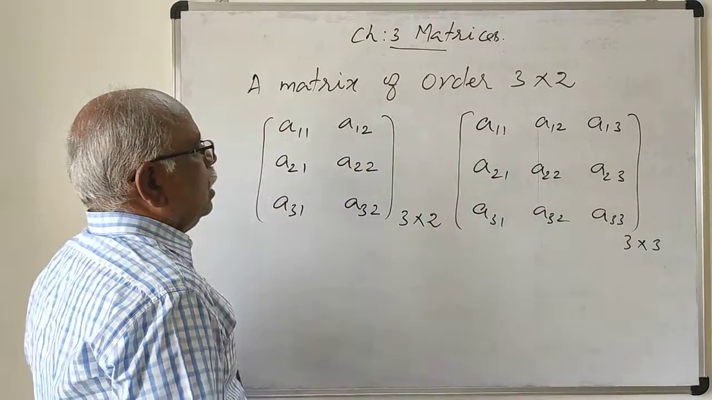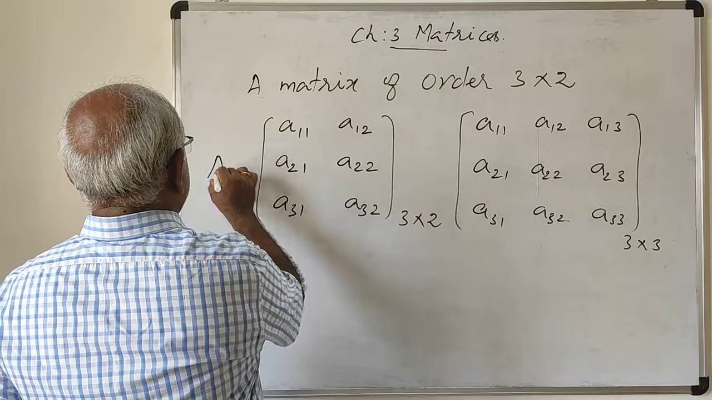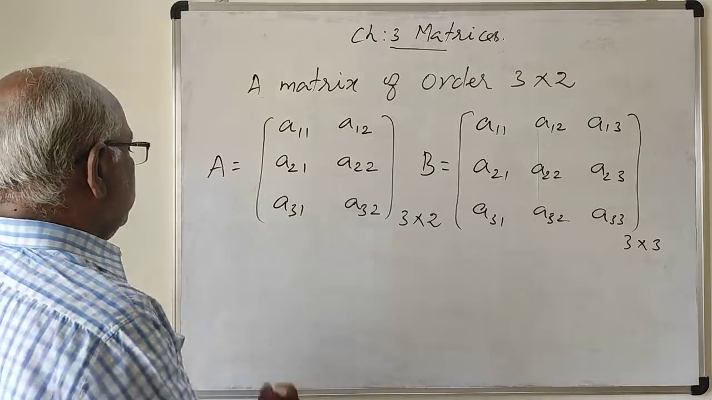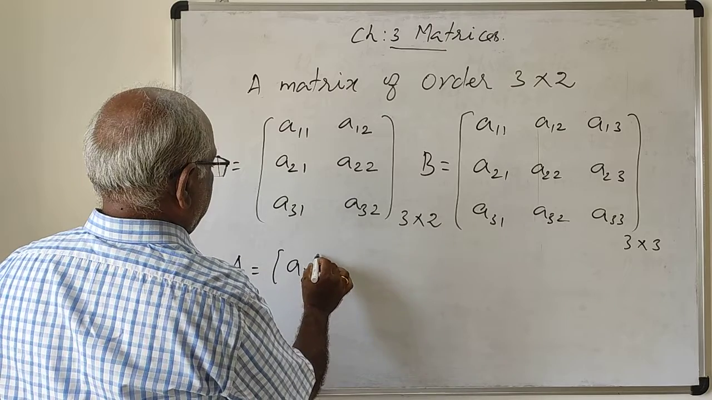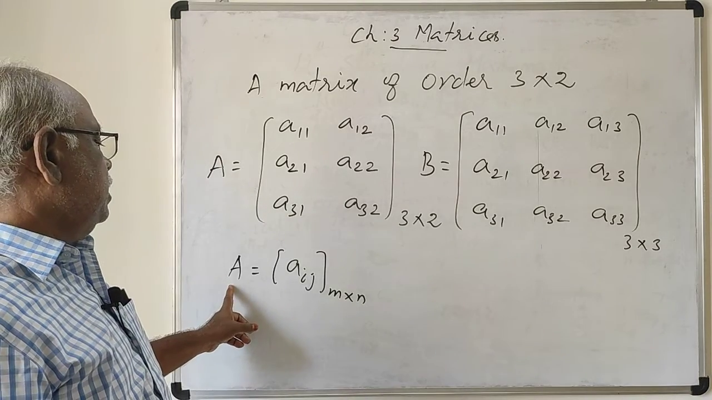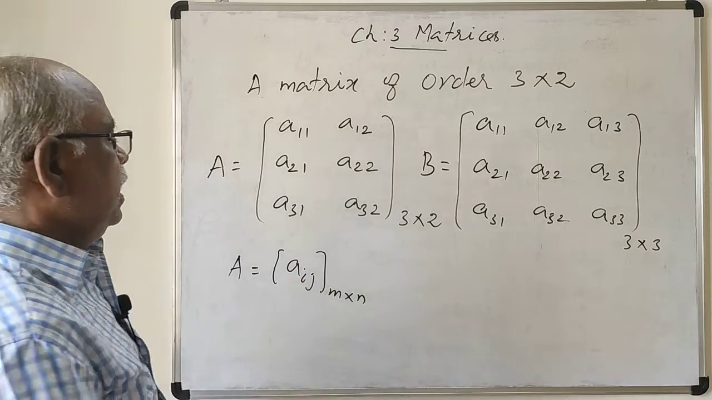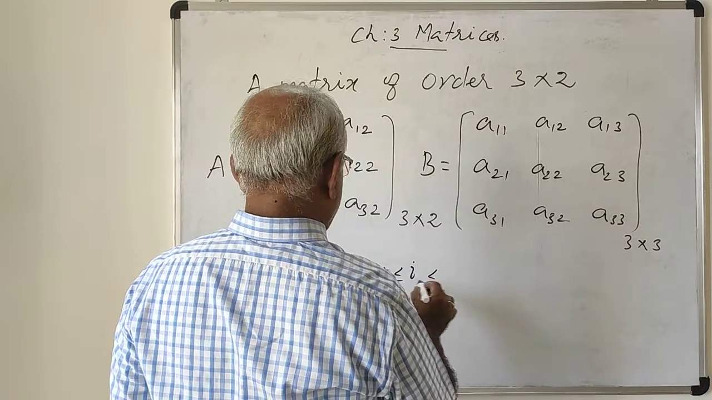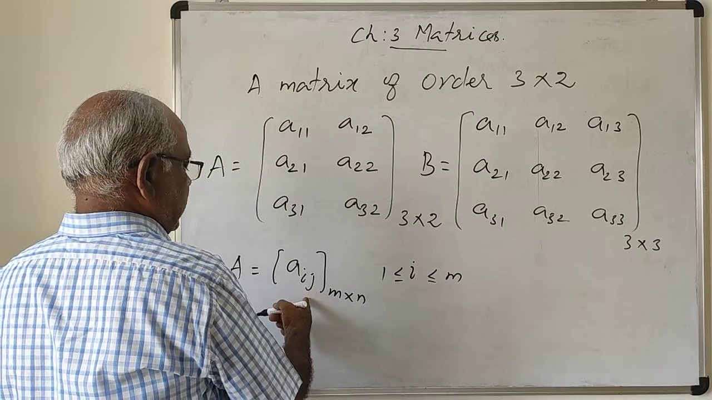Now, a matrix can be expressed as matrix A, and it can also be defined by a matrix B and so on. Suppose I am going to give a matrix A denoted by Aij of order M by N. This means A is a matrix of order M by N whose elements are Aij. See, I varies from 1 to M, because I represents the row, J represents the column.